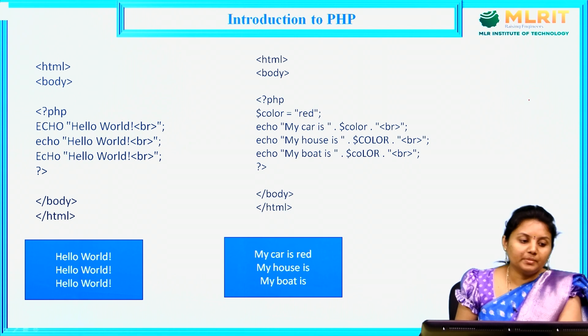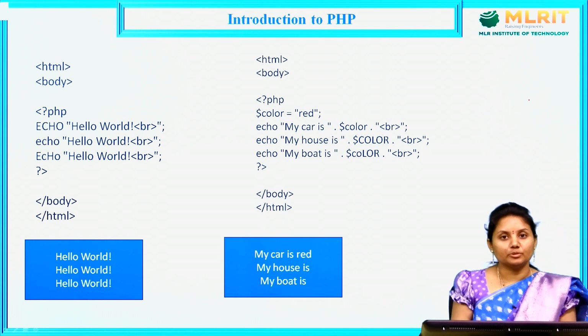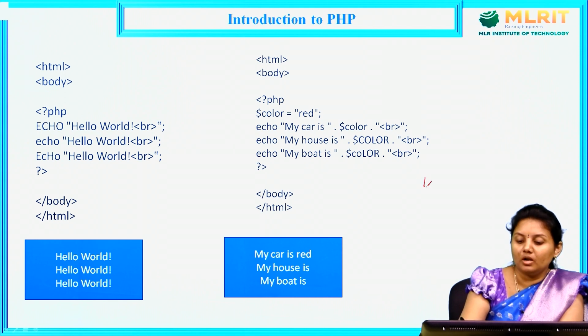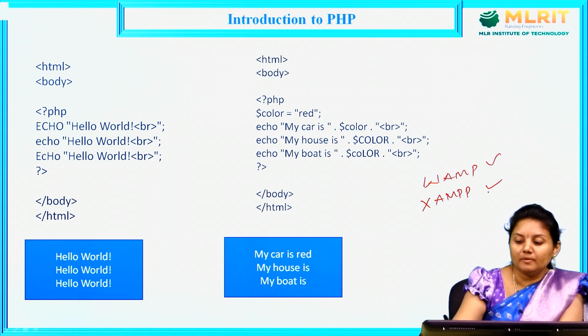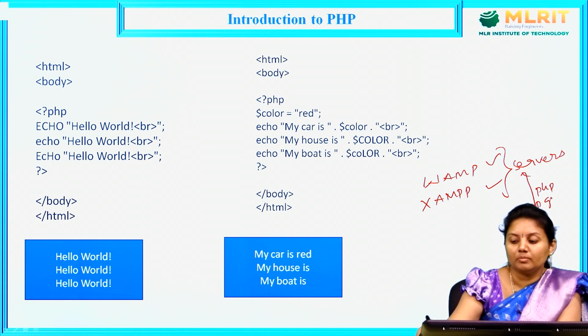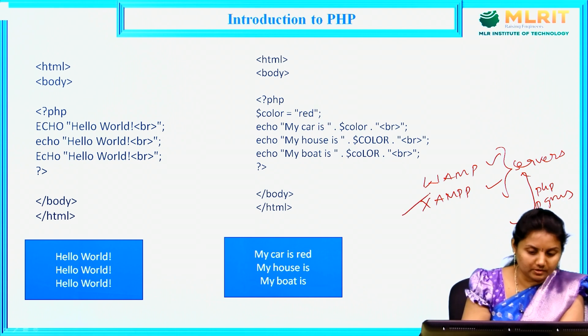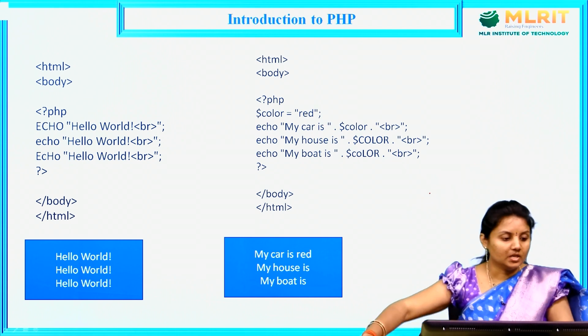We'll see a sample program, how to execute a PHP program. For executing PHP, we need a separate tool called WAMP or XAMPP. These are the servers which are used to execute your PHP programs. I'll show you how XAMPP will work. So here is a program.